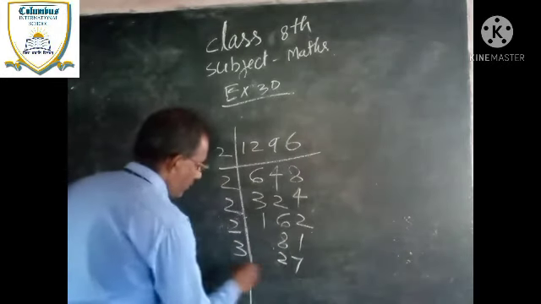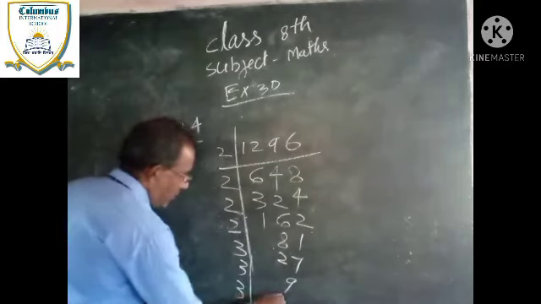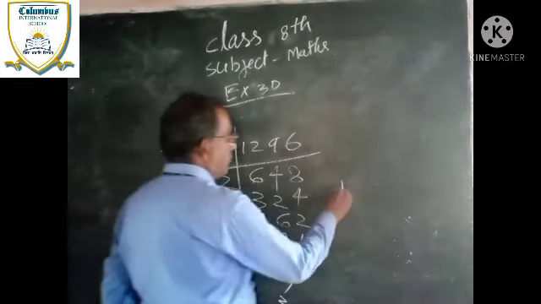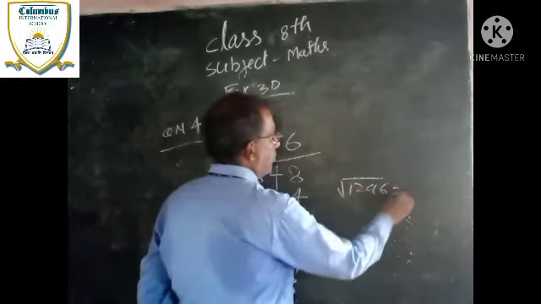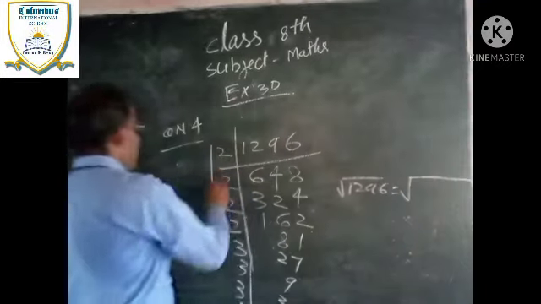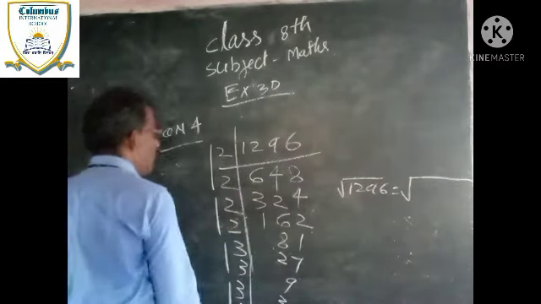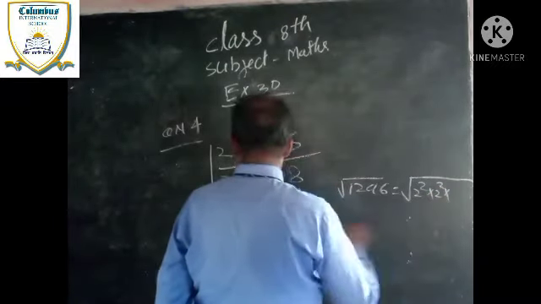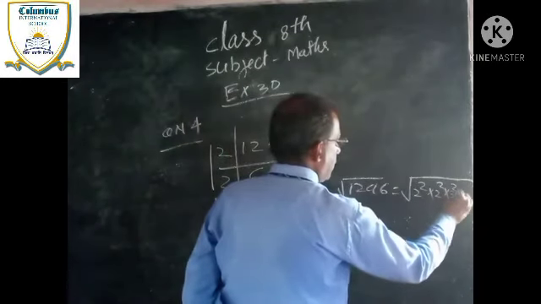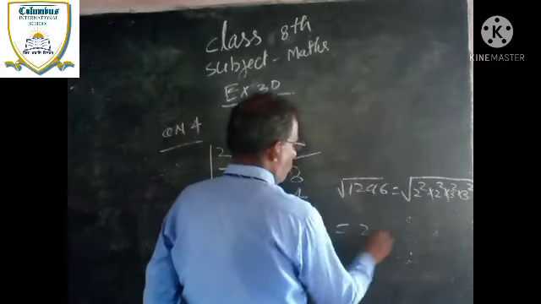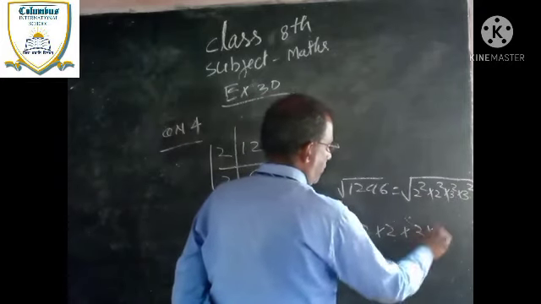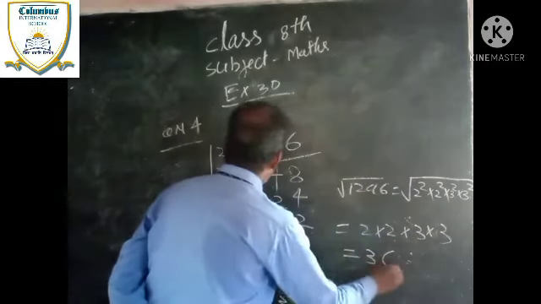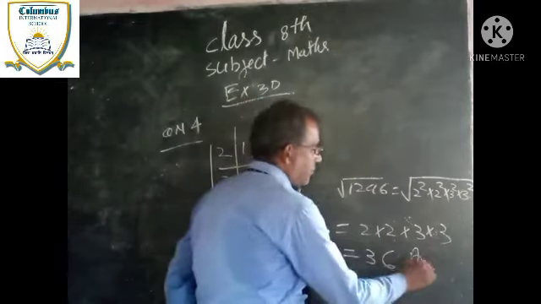So 27, 3 nines, 3 threes, and by 3 it is 1. Now you can write under root 1296 equals under root 1 pair, 1 pair, 1 pair, and 1 pair. That is 2 square into 2 square into 3 square into 3 square. Now 2 into 2 into 3 into 3. That is 2 twos are 4, 4 threes are 12, 12 threes are 36. The square root of 1296 is 36.